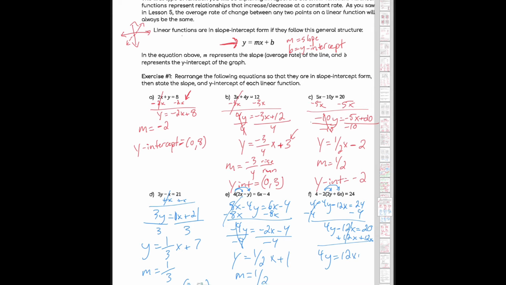I now have 4y equals 12x plus 20. And then I divide by my 4 here. So when I do that, I get y equals 3x plus 5. My slope is 3/1, or just 3. And my y-intercept equals 5, or (0, 5).